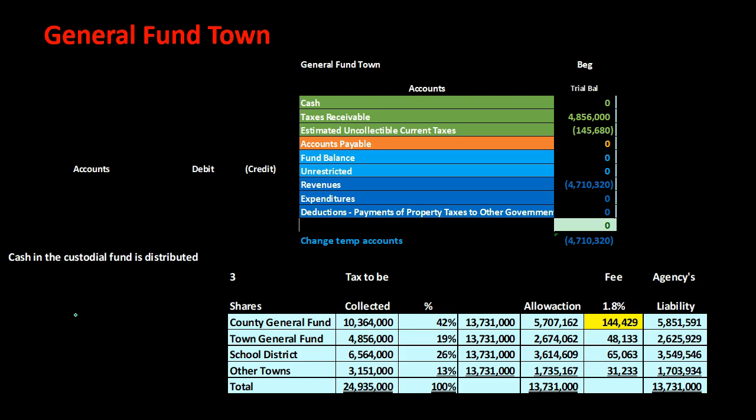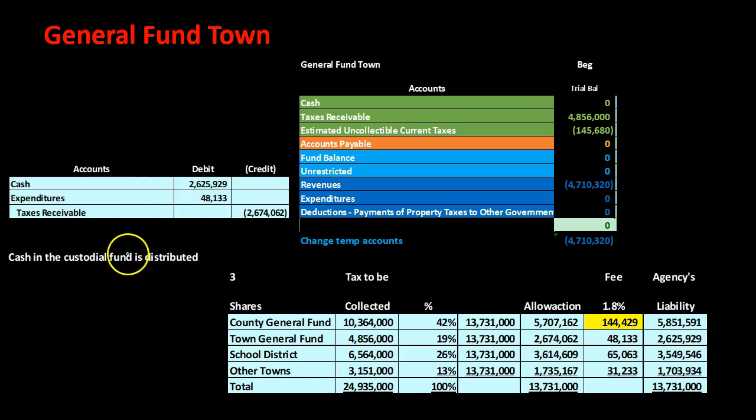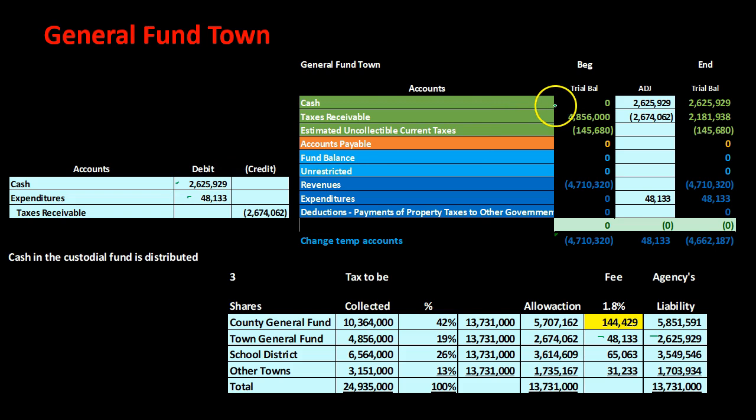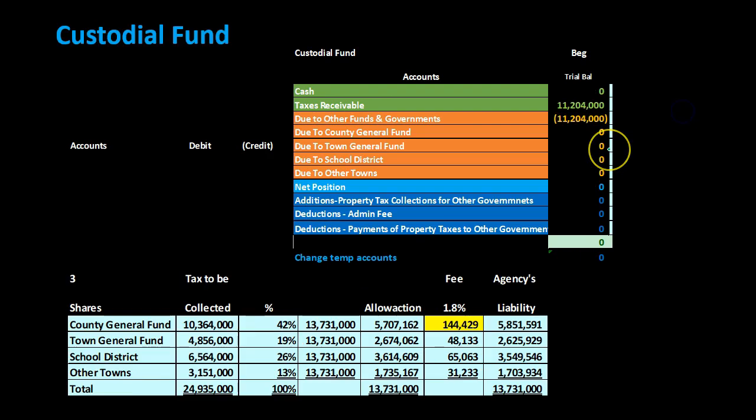How about the general fund for the town? Similar type of transaction. We've got cash going up in accordance with the amount on the table. This time, however, we have an expense because they're paying the 1.8% expense for the service of the tax collection. And then if you add those up, the taxes receivable is going to be the $2,674,062. So recording that out, we're going to say cash is going to be increasing. We've got the expenditure down below, and then we've got the taxes receivable, it going down. So taxes receivable, credit it, and then it decreases.